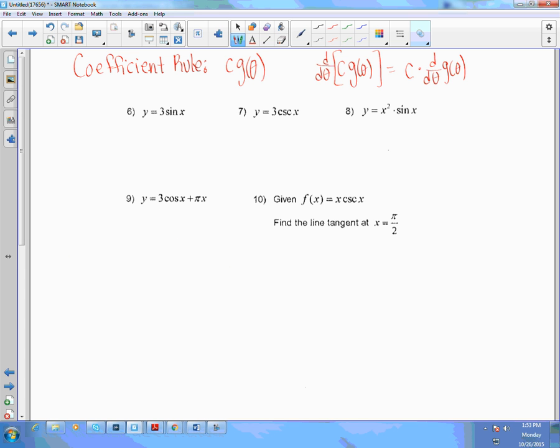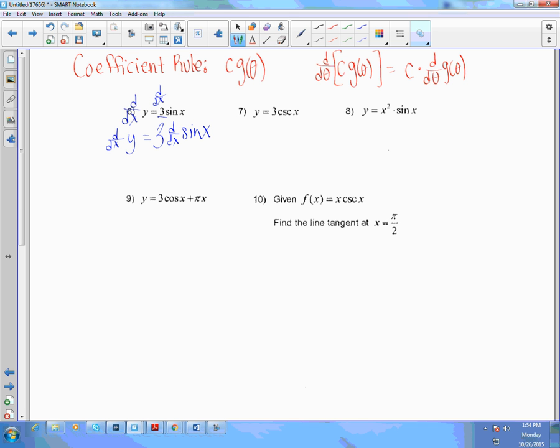Okay, so number 6, our coefficient is 3, right? So we're going to take the derivative of y. We can pop it out, and we put d dx on both sides. If I do it to one side, I have to do it to the other side. So I have d dx of y equals, and we pop the 3 out in front, 3 times d dx of sine of x. Because we know the derivative of sine of x.